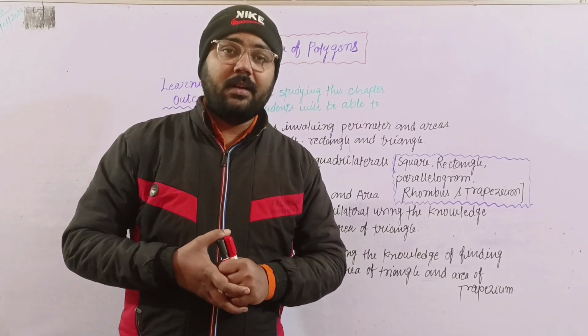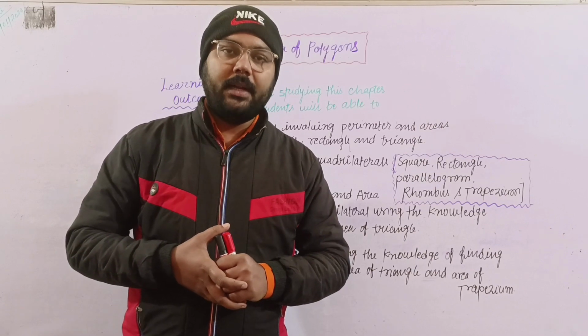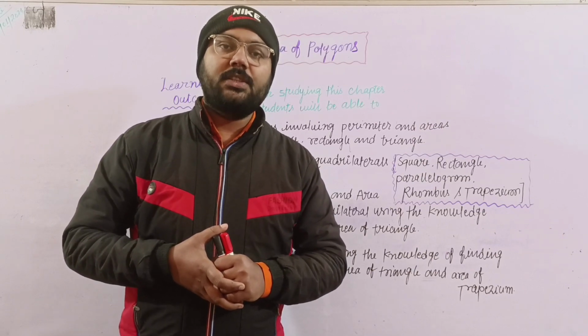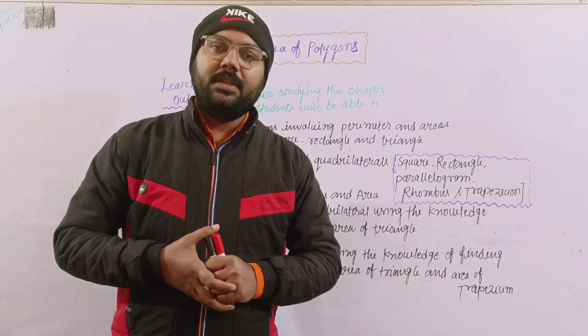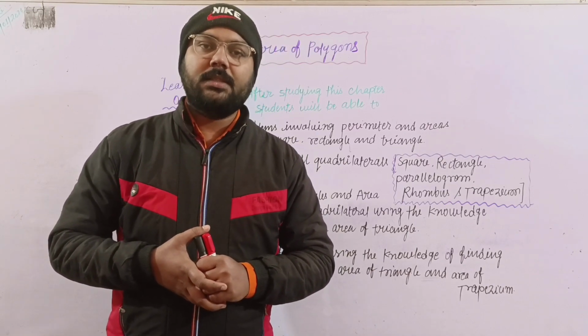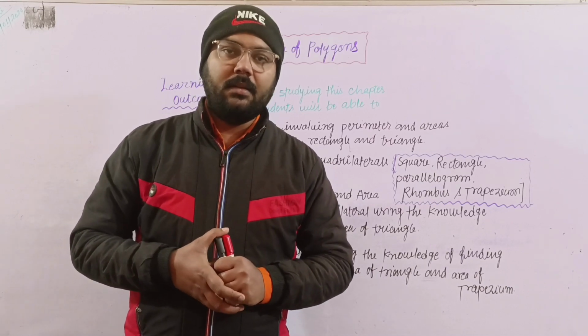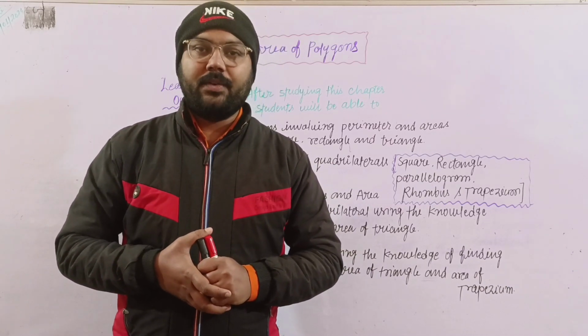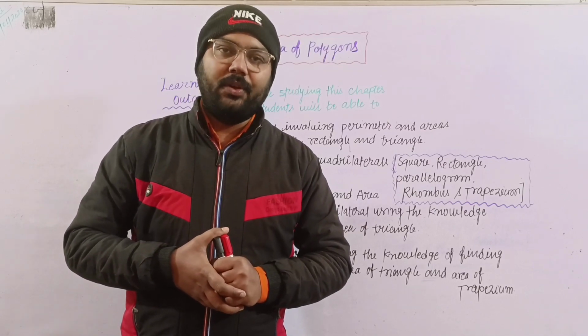Now moving to the learning outcomes. What is learning outcomes? Learning outcomes means after completing this chapter, how many things we will learn. And in this chapter, according to the syllabus, we have to understand about the area and perimeter of triangle and all kinds of quadrilateral, then general quadrilateral, and then finally the area of polygons.